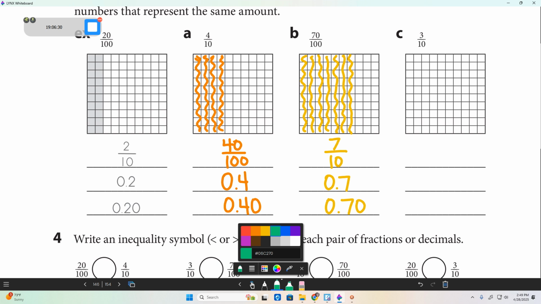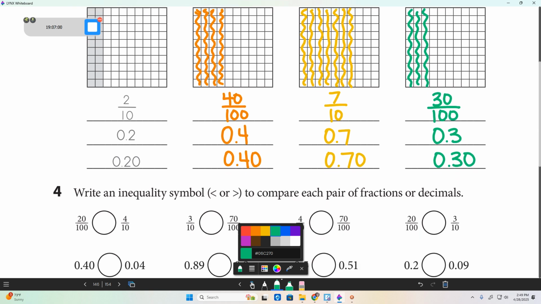All right, letter C, 3/10 means 3 strips. And I have to write an equivalent fraction. So I'm going to multiply the top by 10 and the bottom by 10. And even though it looks different, it's really the same amount, right? 3 strips is the same as 30 little squares. And I'm going to write 1 decimal to match the fraction on the top and 1 decimal to match the fraction I wrote. And they're exactly the same thing. All of those green things are equivalent to each other.